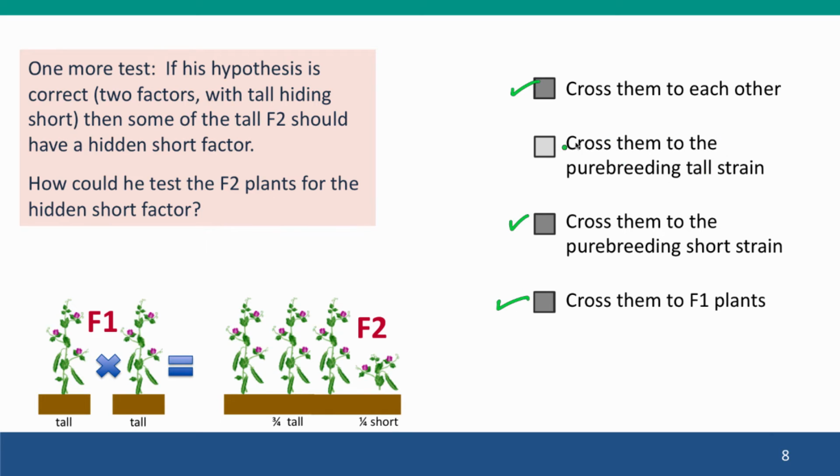If he'd crossed them to the pure breeding tall strain, all the offspring would have been tall because they would have gotten a big T allele from these plants. So that would be less informative. The most informative, easiest to interpret experiment is this one, to cross them with the pure breeding short plants. And we'll talk more about this. This is called a test cross. And we'll talk more about this, not in the next lecture, but in the one after that.